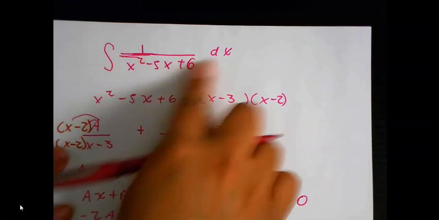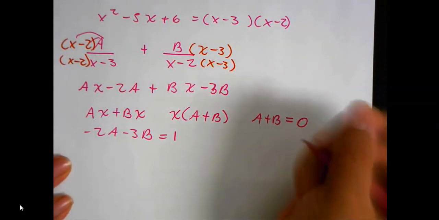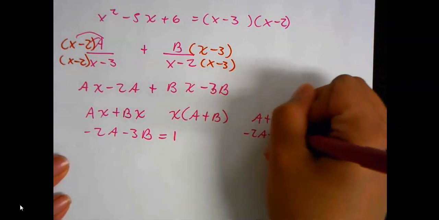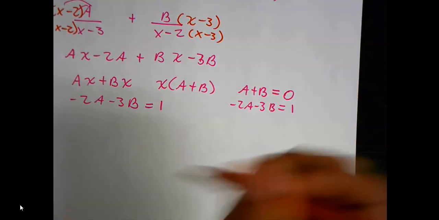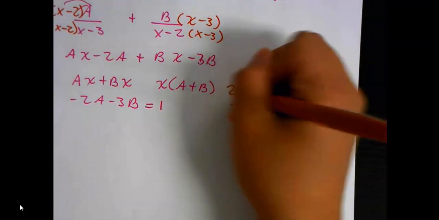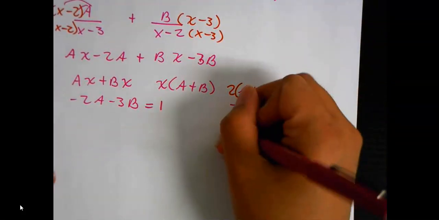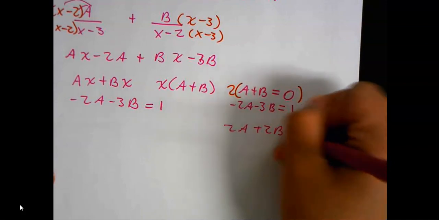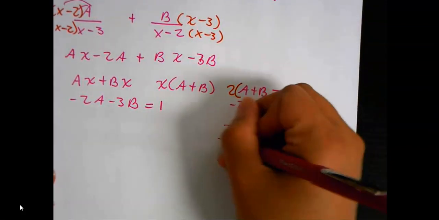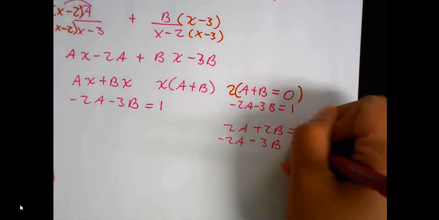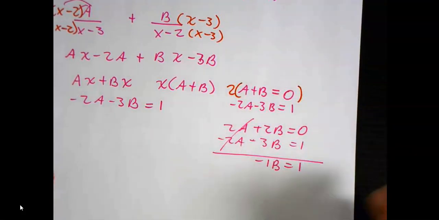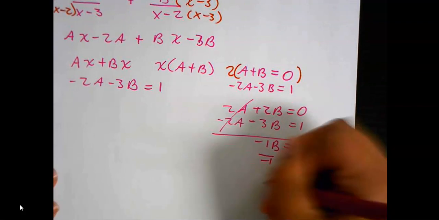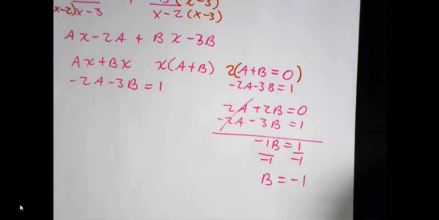I'm going to go up here. Do I have numbers? Yes, I have the number 1. So I'm going to set this equal to 1. I like having them together, arranging them. Now we have a system of equations. I'm going to multiply the first equation by 2, so I have 2A plus 2B equals 0, 2 times 0. I'm going to rewrite the second one. That cancels and gives me negative B equals 1. I divide by negative 1, so B is equal to negative 1.